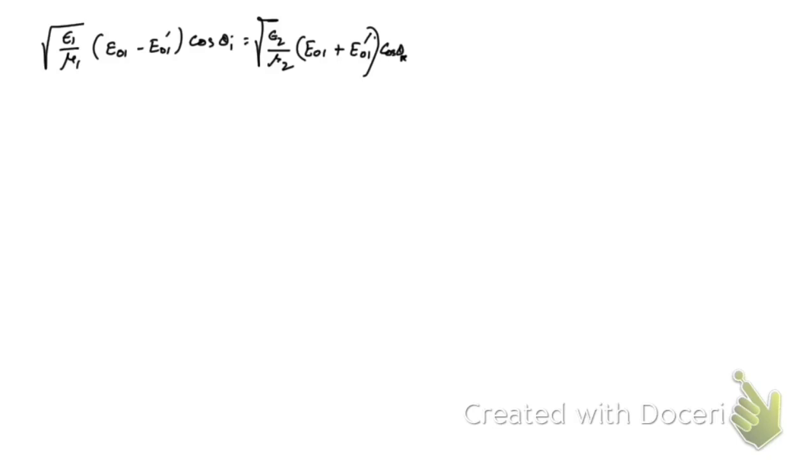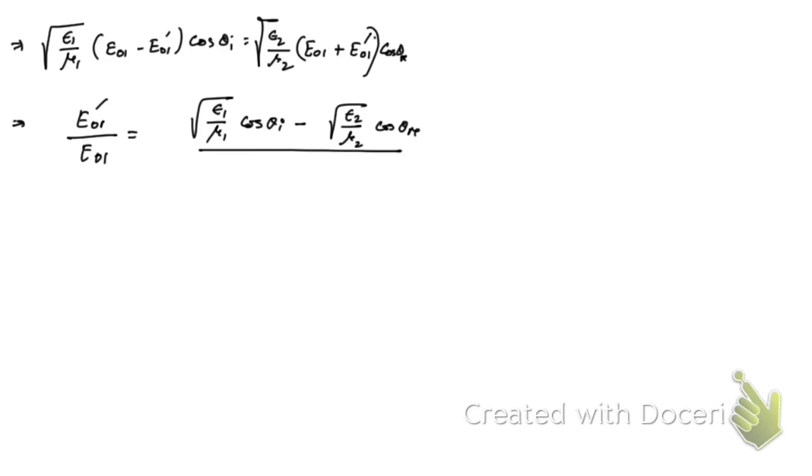If you open the brackets and do the multiplication and all the steps it takes to simplify this, after simplification, if we find the ratio of E01 dash by E01, then you're going to get root over epsilon 1 by mu 1 cos theta I, minus root over epsilon 2 by mu 2 cos theta r, divided by root over epsilon 1 by mu 1 cos theta I plus root over epsilon 2 by mu 2 cos theta r.